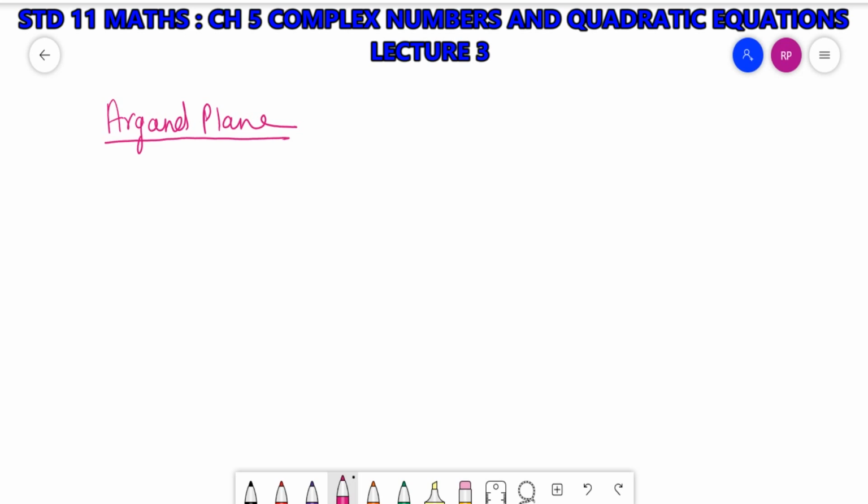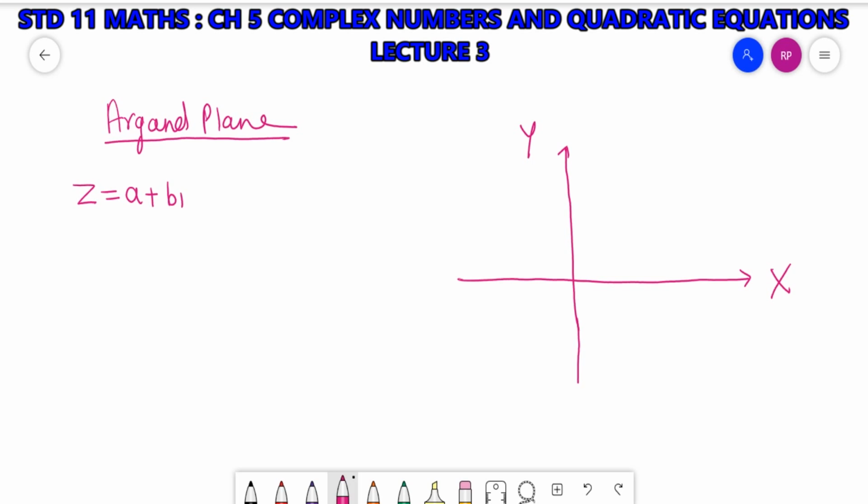Argand plane. Okay, now see, I am taking xy plane. Now we will represent this complex number in xy plane, and that we will call it as Argand plane. X-axis will include the real value, and y-axis the imaginary value. Means if z is equal to a plus bi, then a will be on x-axis, that is the real part, and b on y-axis, that is the imaginary part.